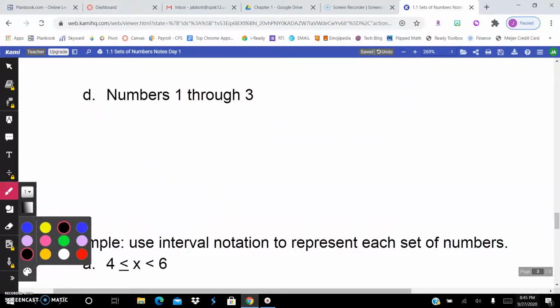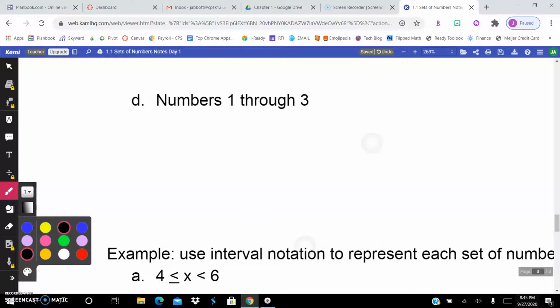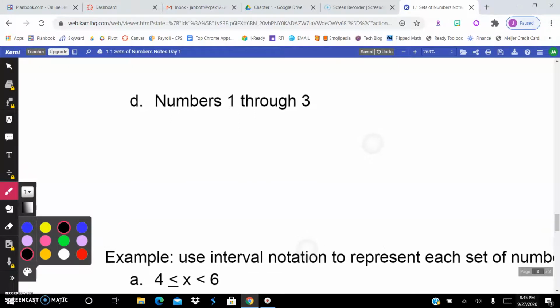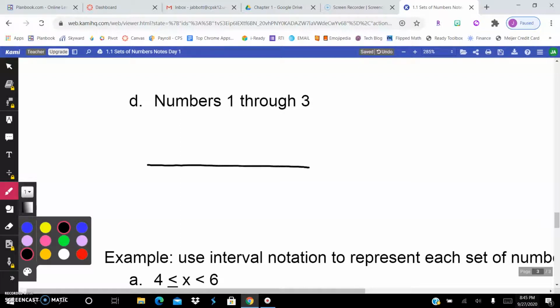Then we have numbers 1 through 3, which is including the 1 through 3. So the only difference is we're going to fill in our circles on our number line and shade between the two numbers. Our inequality, our smallest is 1, our largest is 3, x is in the middle.